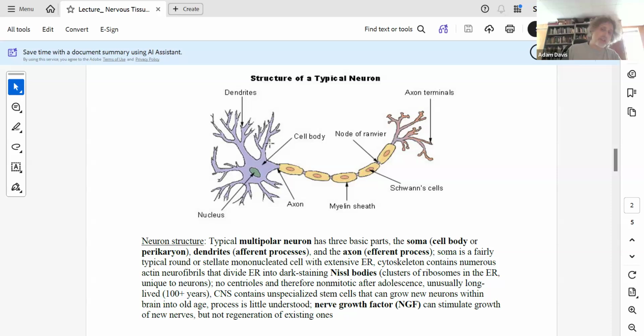Dendro means tree or branch. And you can see they look like these little highly branched tree-like structures. So these multiple little processes and branches will connect with sensory receptors or with other neurons. So data comes into the neuron through the dendrites. Electrical signals will then pass along the dendrites through the cell body.